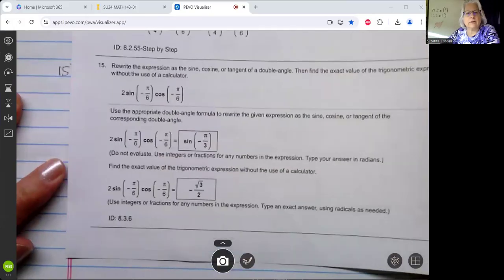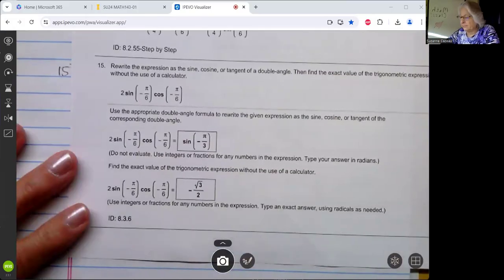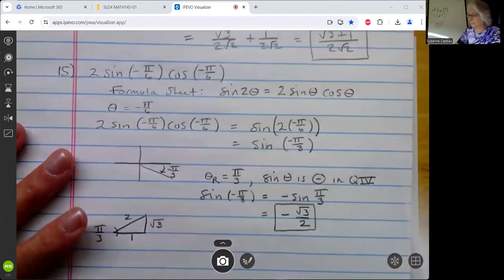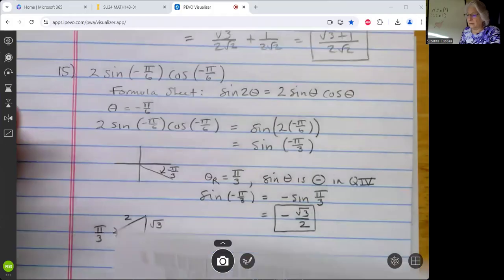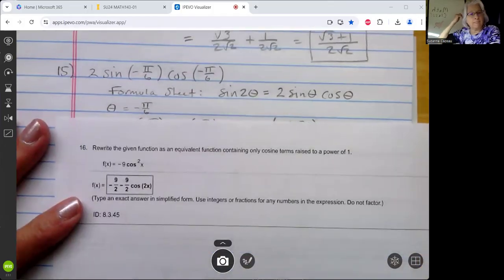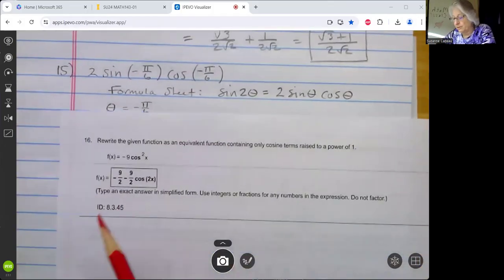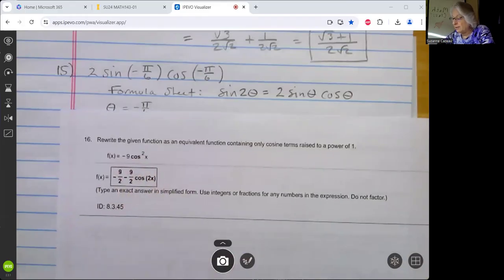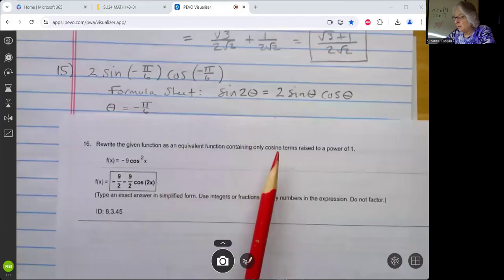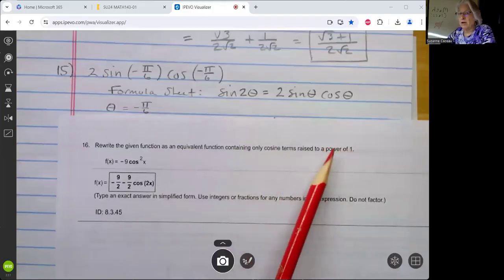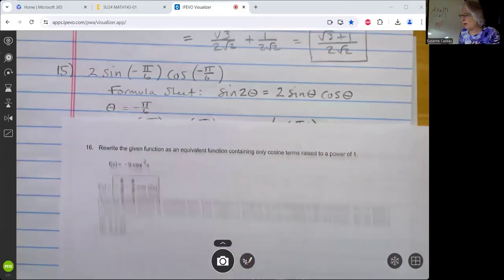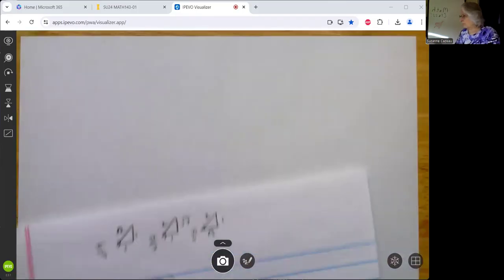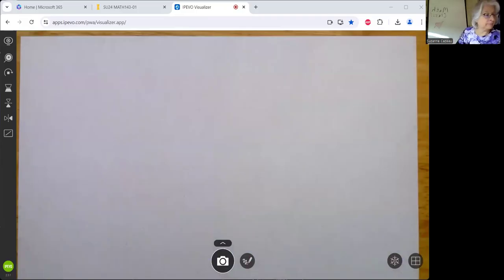So that's what it looks like. Oh, this is a fun one. Actually, this one wasn't as bad as I thought it was going to be. Number 16: negative 9 cosine squared, and you want to write it only raised to a power of 1. So you're going to use the power reduction formulas.